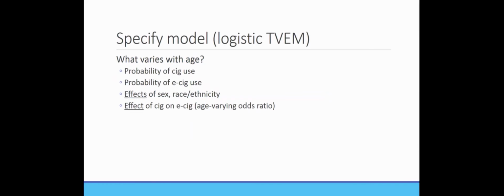And then finally, we are very interested in the intersection of use of the 2 types of cigarettes within individuals. So are adolescents who are using one type of cigarette at advanced risk of using the other one? If so, by how much? And at what age? That association between cigarette use and e-cigarette use, they're both binary variables, so we're talking about an odds ratio. That odds ratio is specified to be age varying.